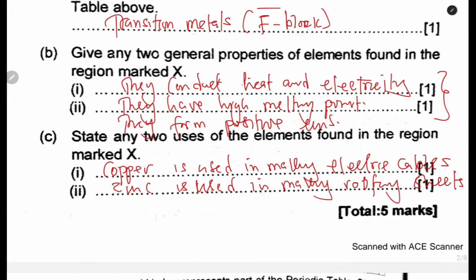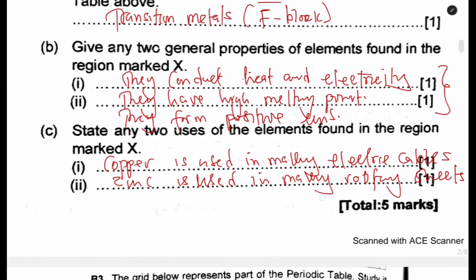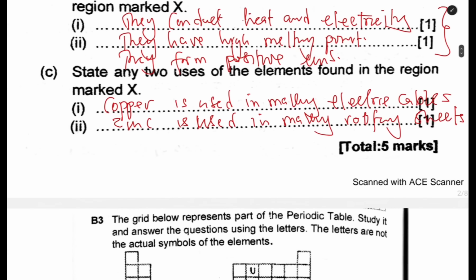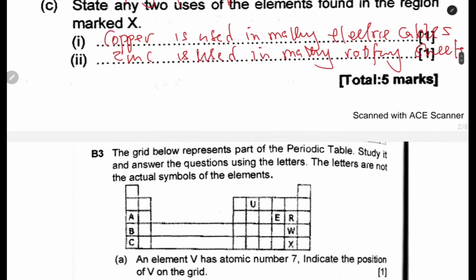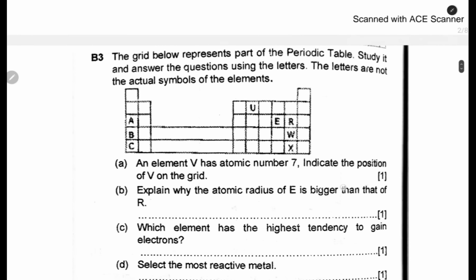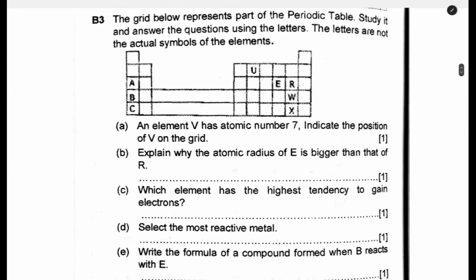So quite a number of uses that you can talk of if we are to pick each of the elements and give its use. Of course you can look at also mercury, which is used in thermometers. Okay, so these are some of the uses of elements found in region X if we are to be specific. So we've answered this question fully, and now we can move to the second question.